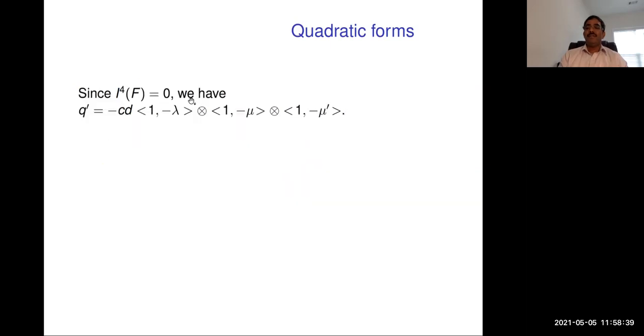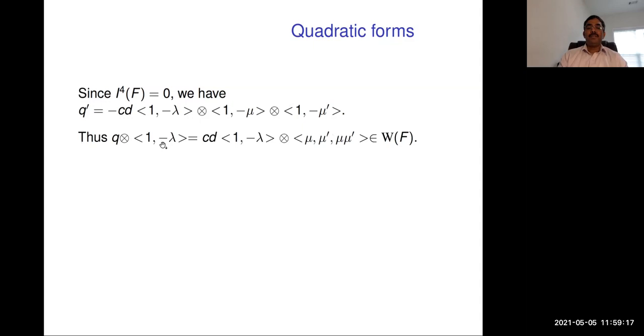So since I4 of F is 0, the q prime is in I3. So the form 1 plus 1 comma CD tensor q prime is hyperbolic because this is in I4 and I4 is 0. So it is hyperbolic. Therefore, any scalar is a similarity factor for q prime. So you can write q prime as minus CD times 1 minus lambda tensor 1 minus mu tensor 1 minus mu prime. Without this minus CD, this is q prime. And anything is a similarity factor for q prime because q prime is in I3 and I4 is trivial. So therefore we have this.